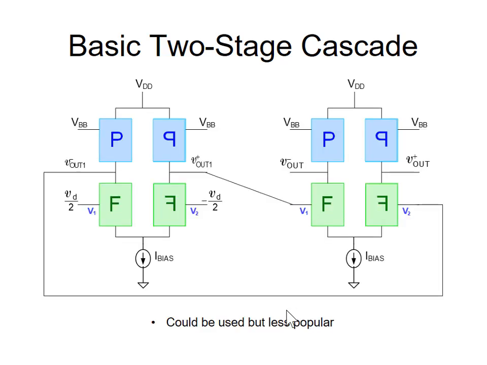Here's a fully differential stage both places. Fully differential first stage, fully differential second stage, and I put tail current bias in both places. Usually you don't need tail current bias in the second stage. But it certainly would work.